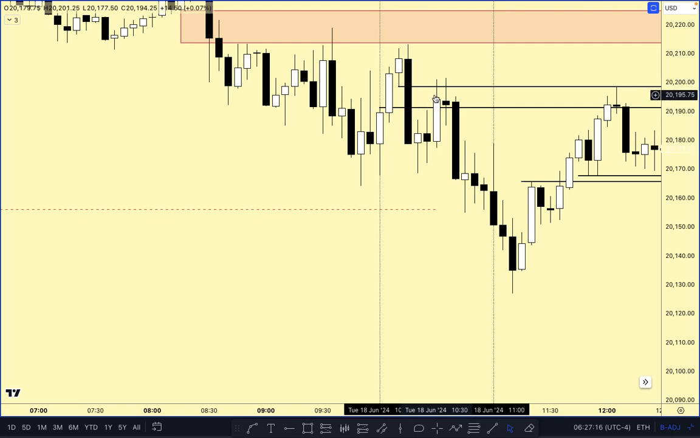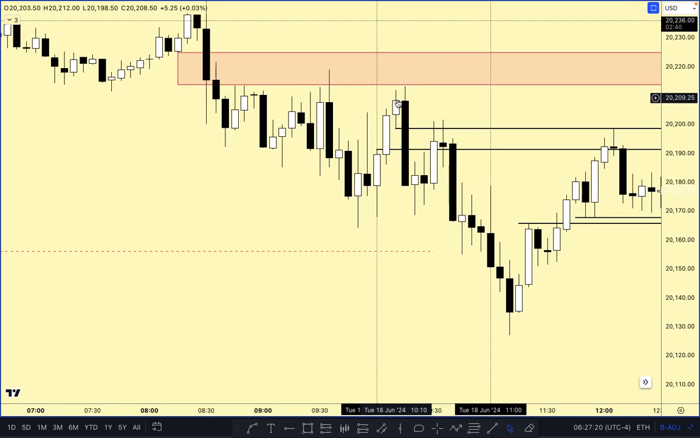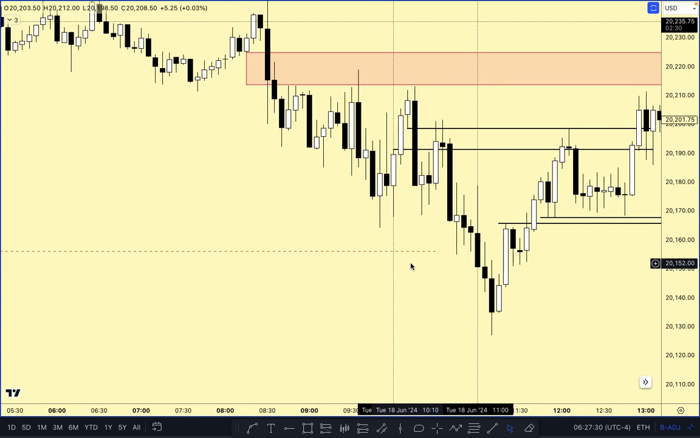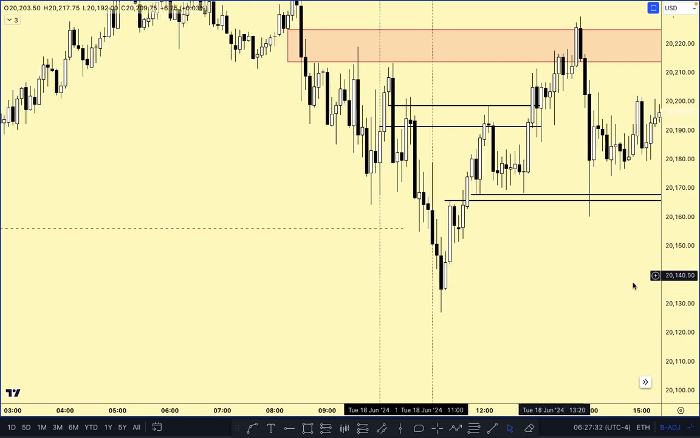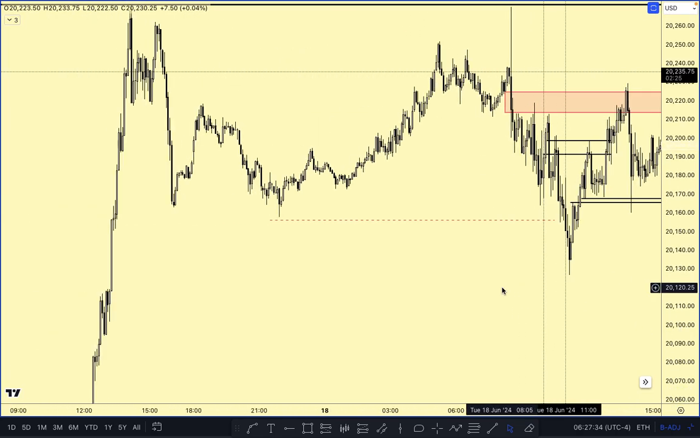So, the model played out yesterday. Silver bullet. Inversion fair value gap. This now becomes the order block. Hit it, go down. Simple as that.